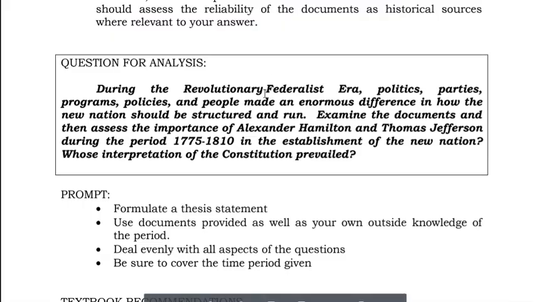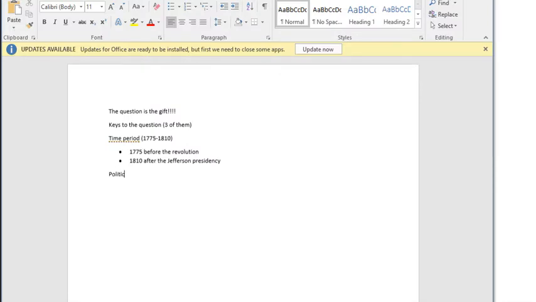Okay, now, how the country should be structured and run. That's an important part, okay? Politics, parties, programs, and policies, and people. That's important. This is getting into the debate. What this is alluding to, politics, parties, Federalists versus Democratic Republicans, which is shorthand for Hamilton versus Jefferson, the leaders of the respective political parties.